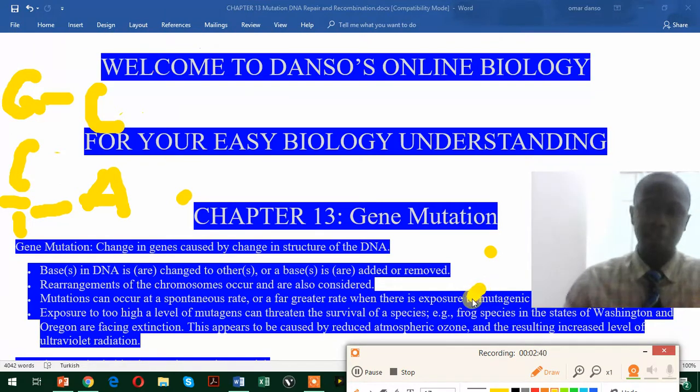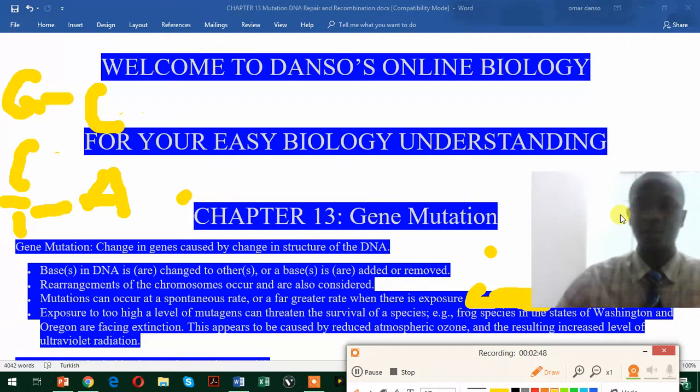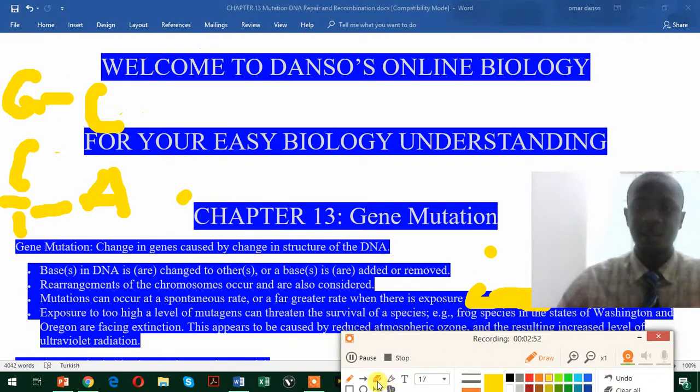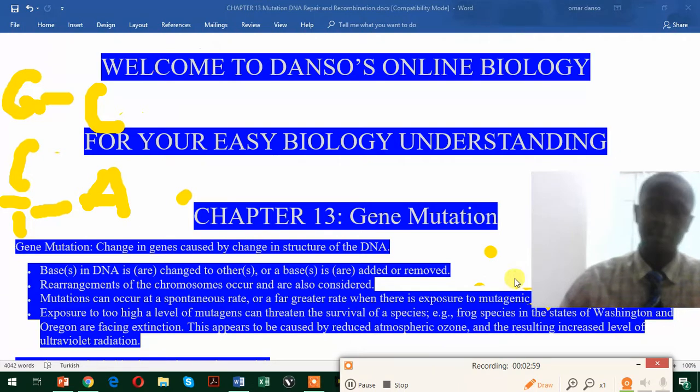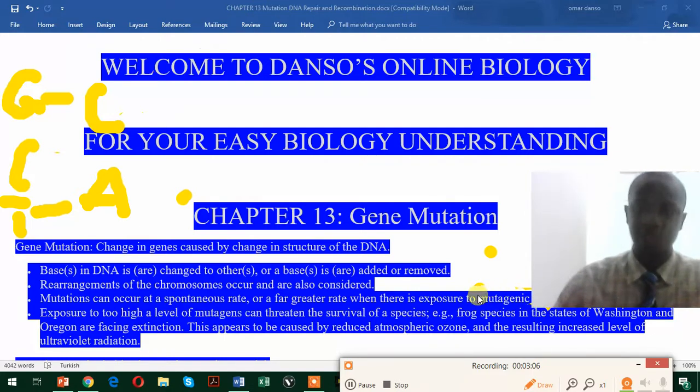That all depends on what we call the mutagenic. Mutagenics are those chemical substances that can accelerate the rate of mutation in the systems. So mutation has a direct link to those chemical substances, like smoking cigarettes, exposure to the light. All those things are mutagens. They accelerate or increase the rate of mutation, that is the change of these nucleotide sequences.